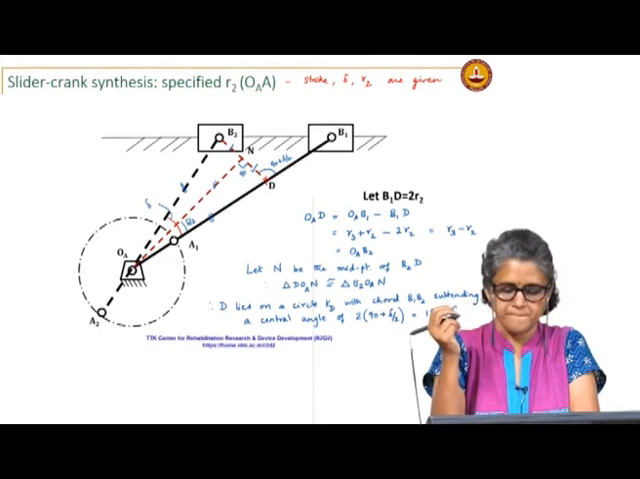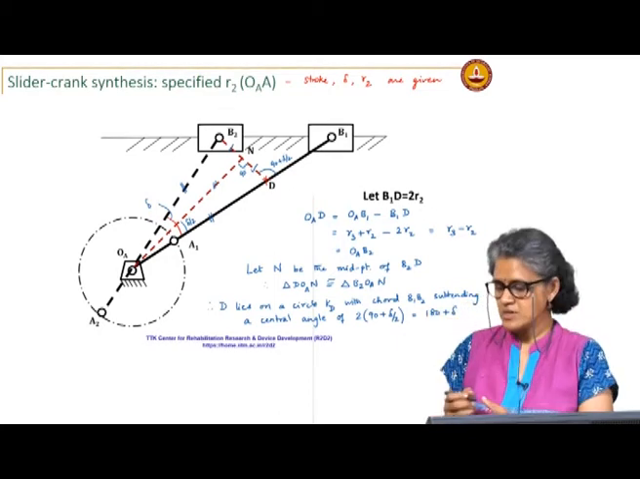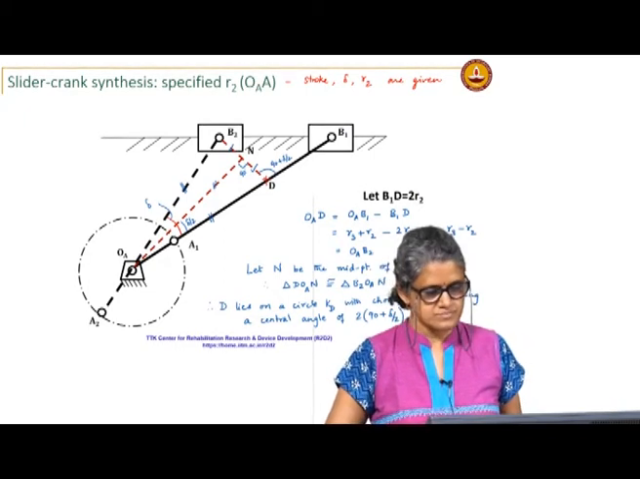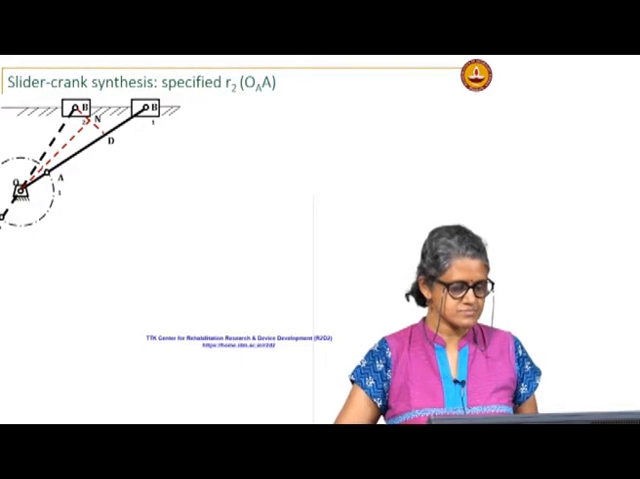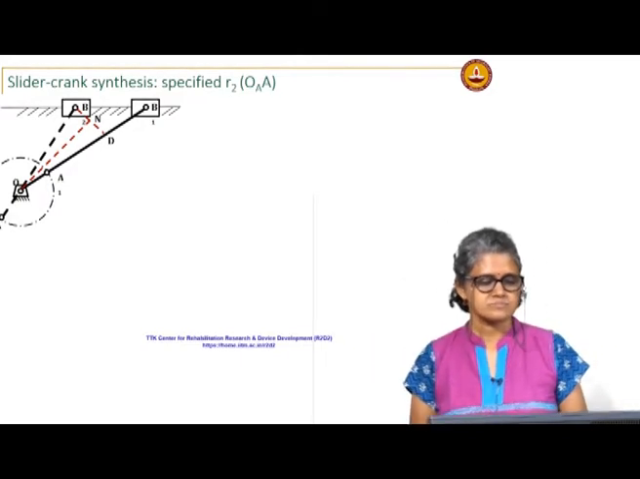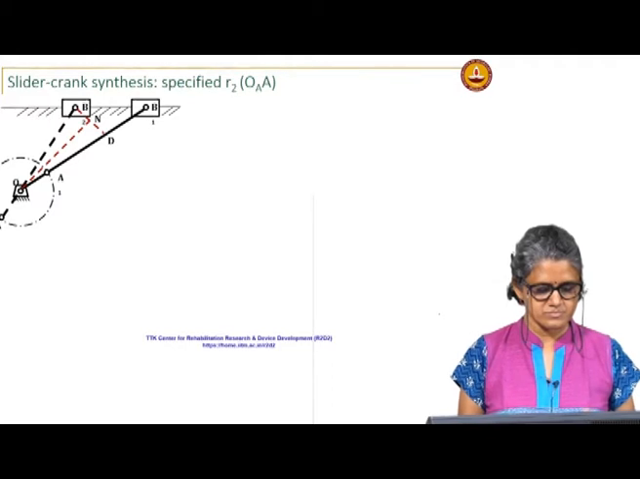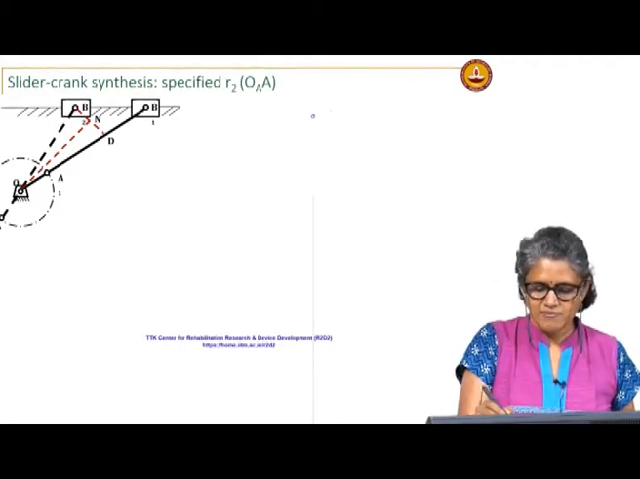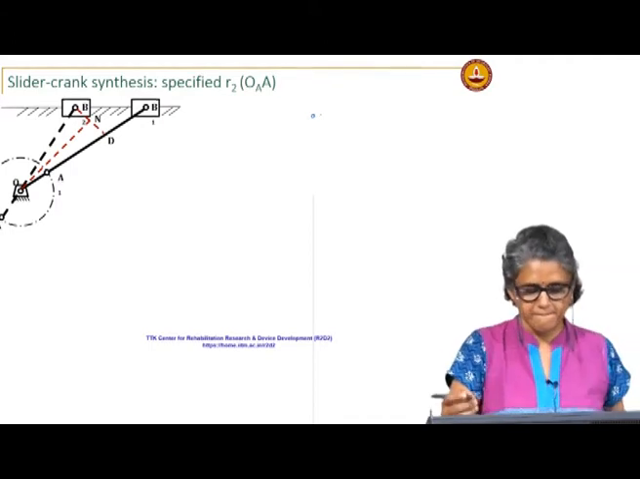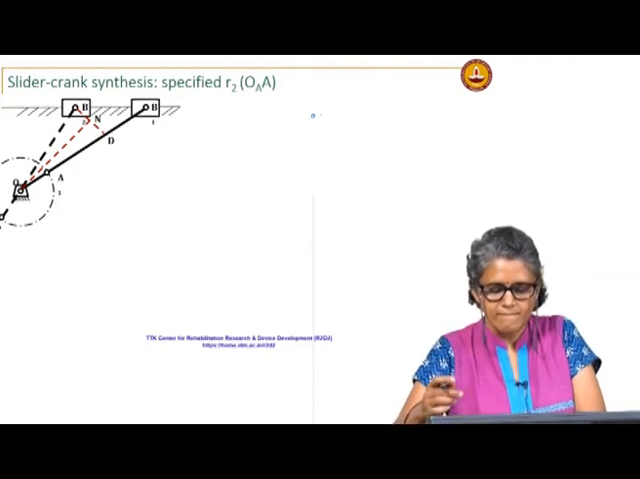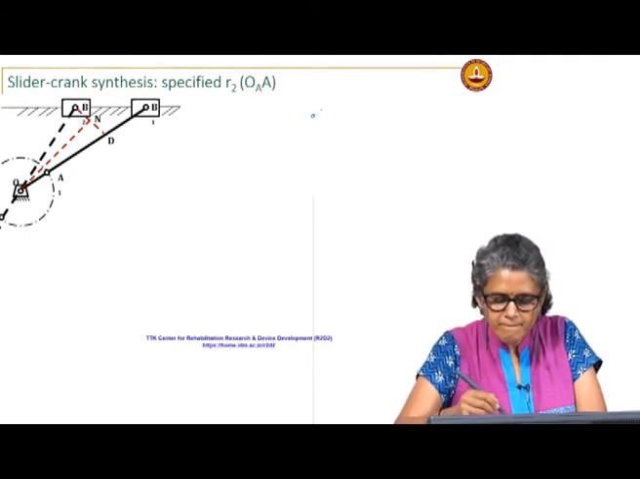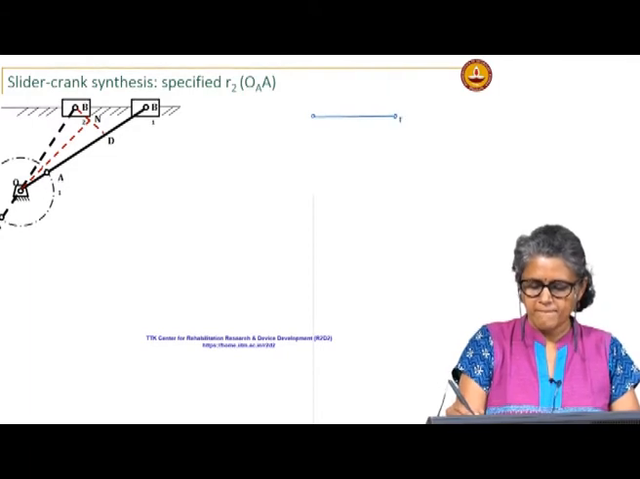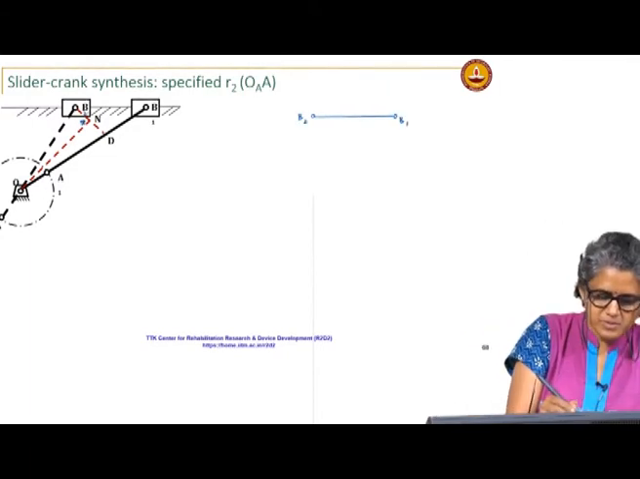Okay. So let us do the construction. So I have B1, B2. This should be B2, this is B1.